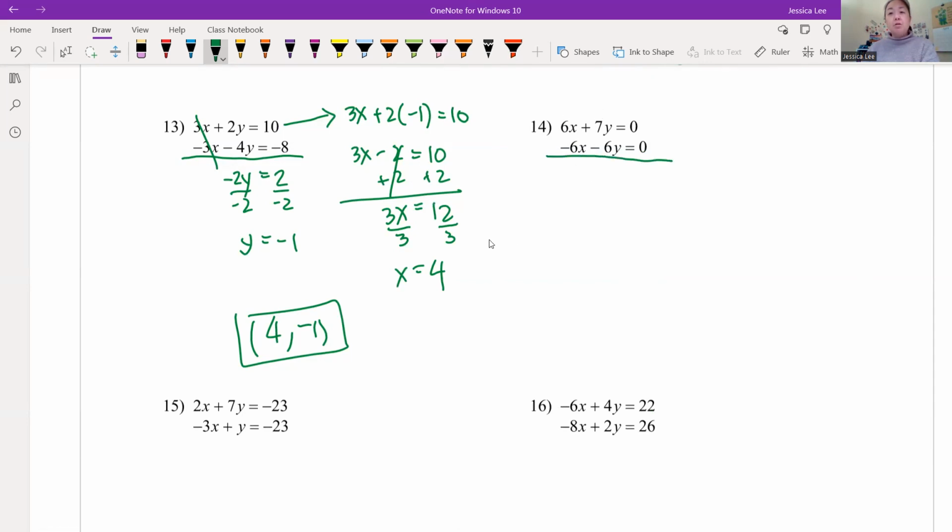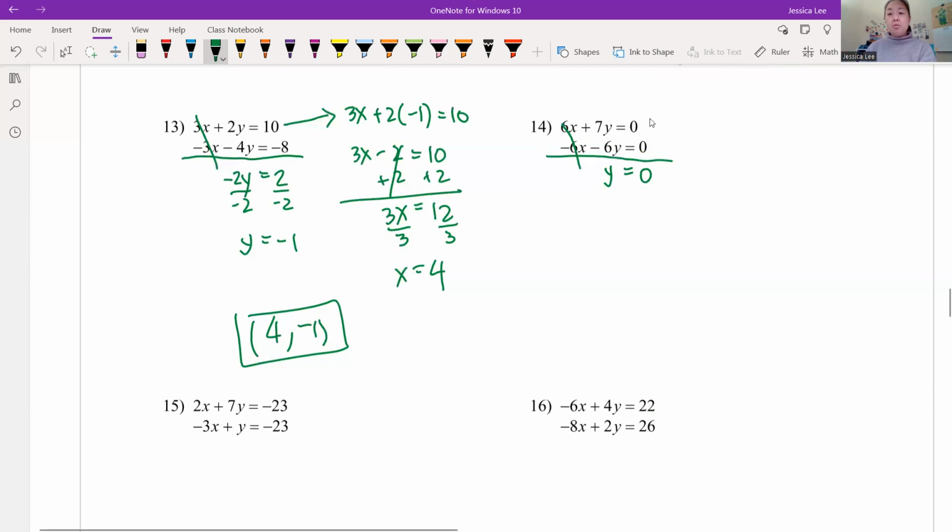Are we going to eliminate the x's or the y's? Either one is okay. There's definitely an easier one in this case, right? If you look at the x's, already done. I'm going to cancel those out. 7y minus 6y, 1y, or just y. 0 plus 0 is 0. So y is equal to 0. It's already solved for. Nothing else to do.